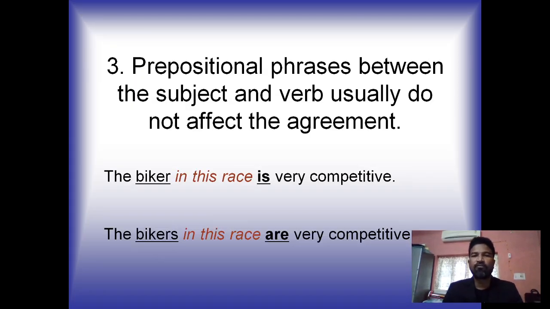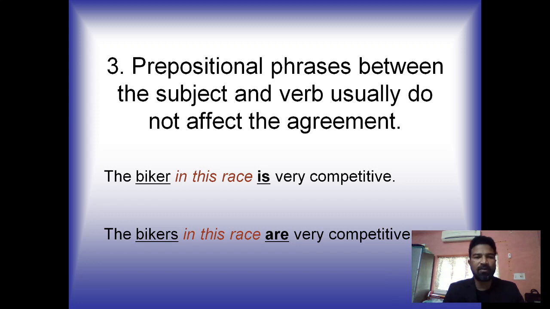The prepositional phrases between the subject and verb usually do not affect the agreement. I keep reading each rule two times for you so that you understand it much more clearly. The prepositional phrases between the subject and the verb usually do not affect the agreement. A lot of prepositional phrases might be there in between the subject and the verb. Check out the example: the biker in this race is very competitive.